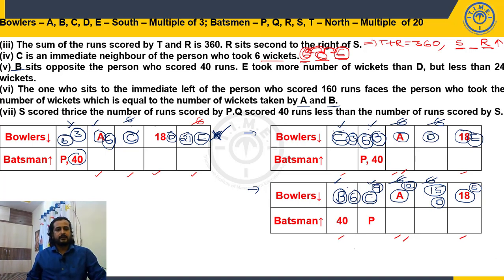What the statement is given? The one who sits the immediate left of the person who scored 160 runs. 160 runs is nothing but they are facing towards north. So this guy is facing towards north. Now we are talking about the person who is immediate left of the person who scored 160 runs. Faces means this person we are talking about. Okay. We are talking about this person. So this person took the number of wickets which is equal to the number of wickets taken by A and B. So here it should be sum of A and B.